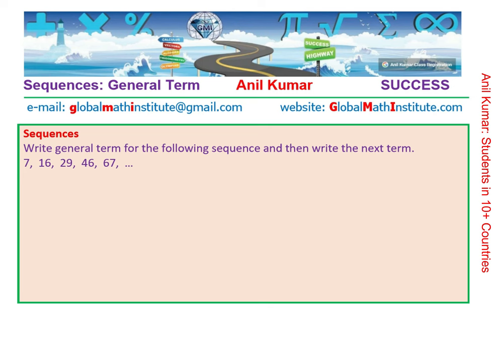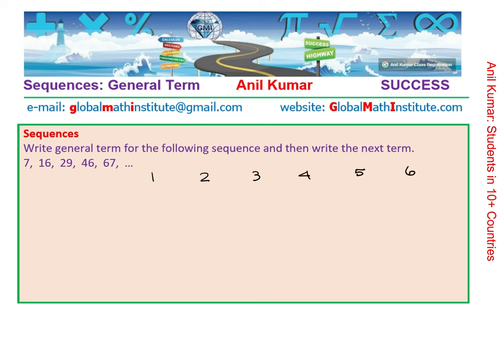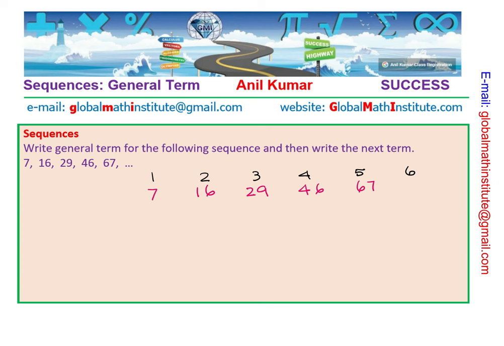So once again, I write down all these terms 1, 2, 3, 4, 5, 6. The sequence given to us is 7, 16, 29, 46, 67. Now, once we say that we are looking for a quadratic equation, that means term number squared. So let's call this x squared. If I square 1, I get 1, 2 squared is 4, 3 squared is 9, 4 squared is 16, 5 squared is 25.